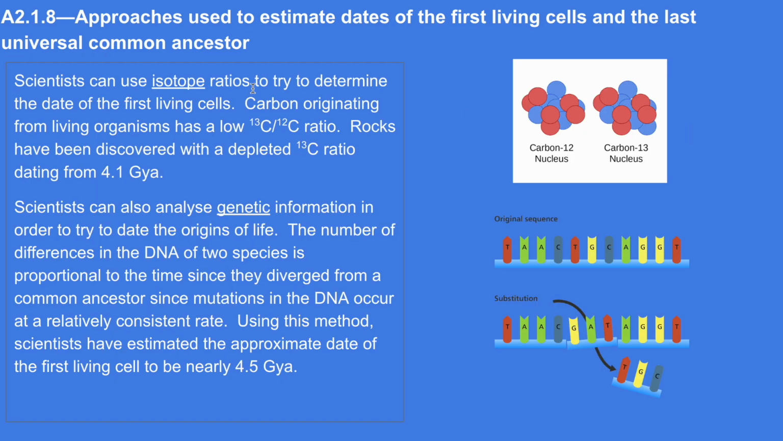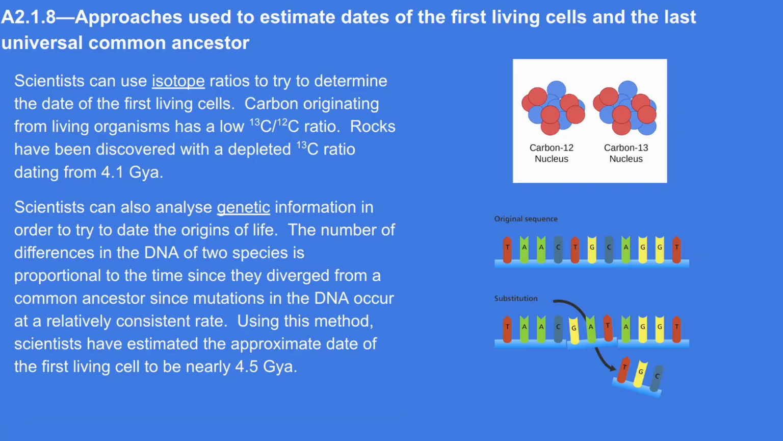Another approach is using isotope ratios to try to determine the date of the first living cells. Carbon originated from living organisms has a low carbon-13 to carbon-12 ratio, and rocks have been discovered with a depleted carbon-13 ratio dating from as far back as 4.1 billion years ago. So remember, if Earth was 4.5 billion years old, it's possible that living organisms evolved 4.1 billion years ago.